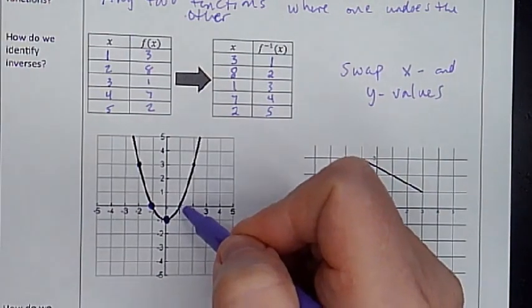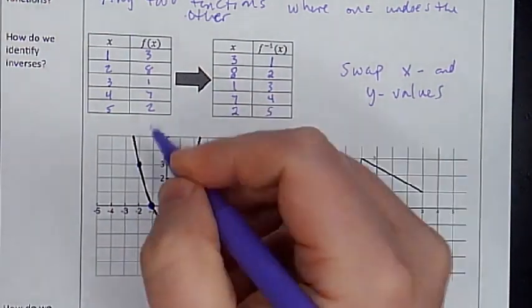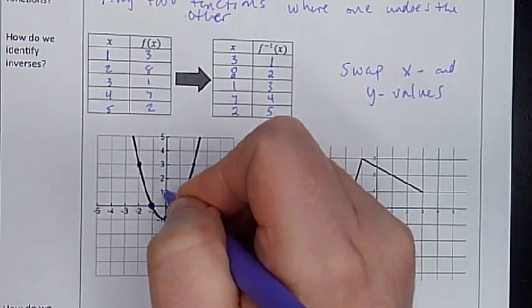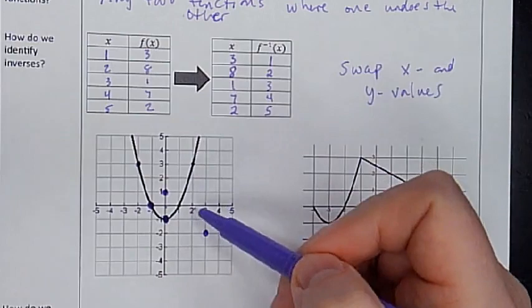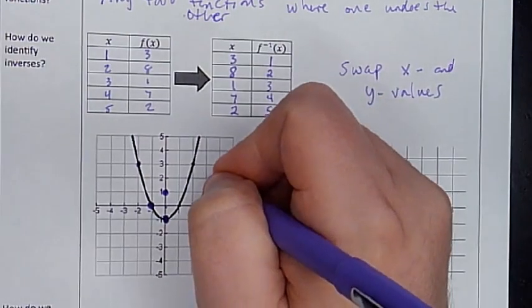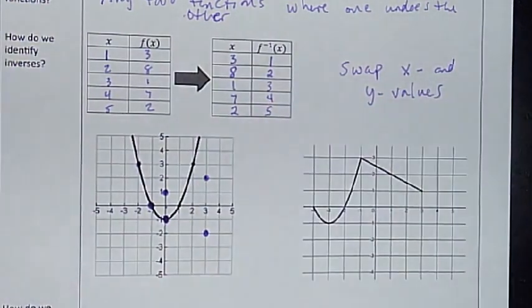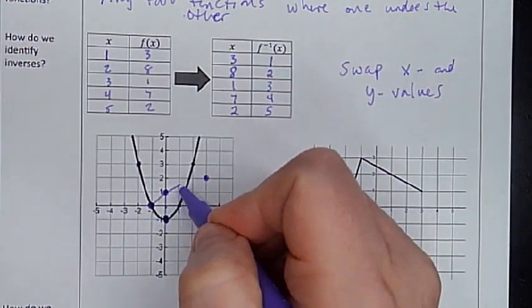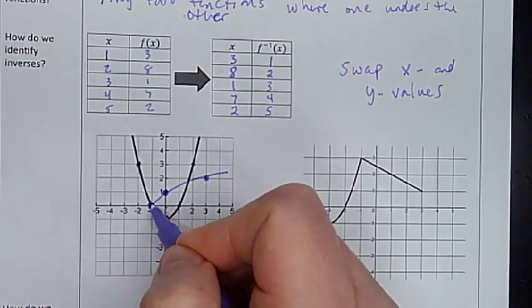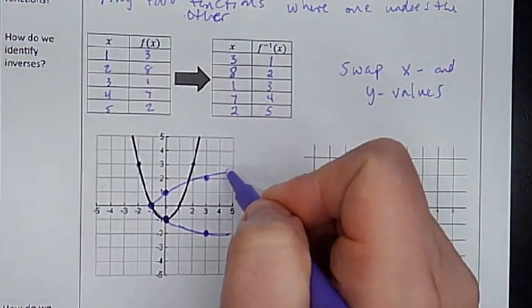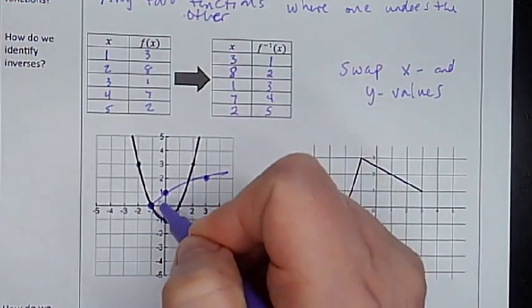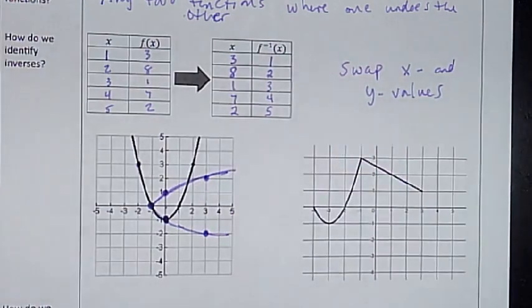This is point 1, 0, which gives me 0, 1. And this is 2, 3, which will give me 3, 2. So if I connect these, what I end up with is a graph that looks very similar to the original, but it's kind of been turned on its side.